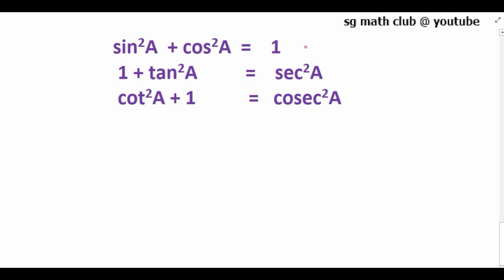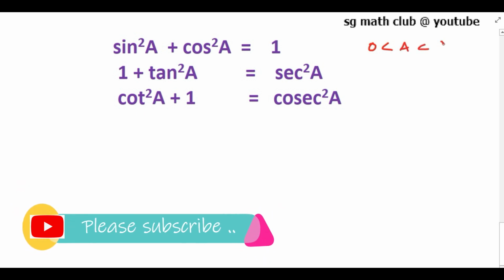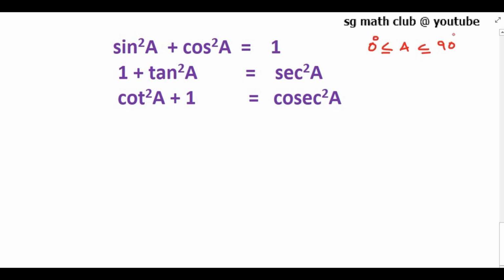So sin square A plus cos square A equal to 1. It will satisfy for all the values lying between 0 and 90 degree, including 0 as well as 90 degree. Now second one is 1 plus tan square A equal to sec square A. This will also satisfy all the values of the angles lying between 0 and 90 degree, including 0 but not 90. This will not satisfy for 90 degree. And third one, cot square A plus 1 equal to cosec square A. This will also satisfy for all the values of A except for 0 degree.